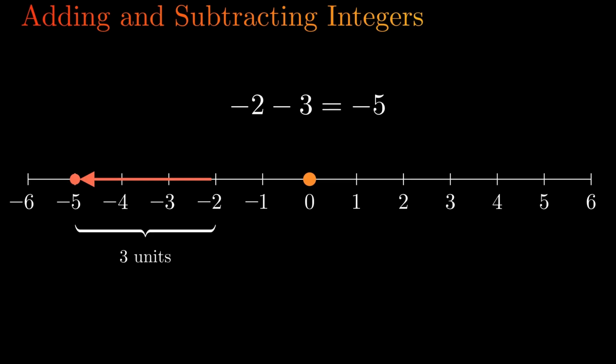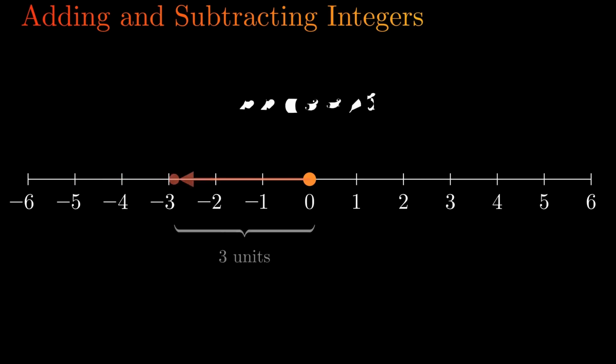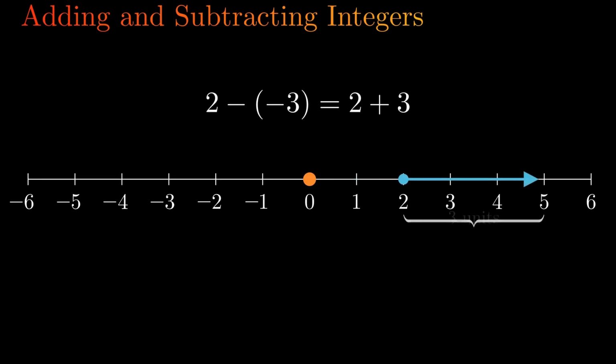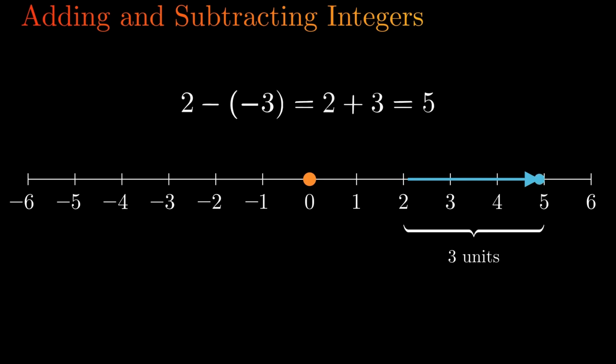Now for the one key rule you must remember. Subtracting a negative is the same as adding a positive. Look at this. Minus negative 3. When you have two negatives right next to each other, they team up and become a positive. So 2 minus negative 3 becomes 2 plus 3. And we know how to do that. Start at 2, move 3 units to the right, and you get 5.